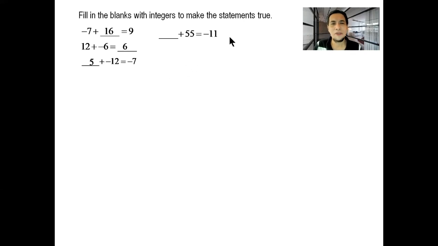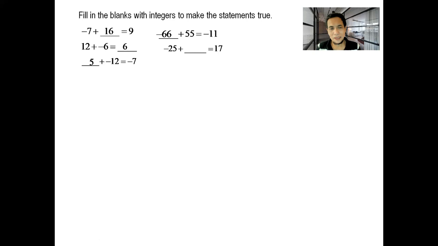Blank plus 55 equals negative 11. Can you think of a number added to 55 so that the sum is negative 11? The answer is negative 66. Why negative 66? Negative 66 plus 55, of course, opposite signs, subtract. 66 minus 55, that's 11. What is the sign of the larger number? It is negative, so therefore the answer is negative 11. All right, let's go to the next.